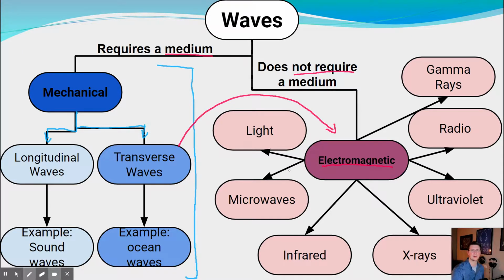Electromagnetic waves, as far as drawing them, if we were looking at a sheet of paper, if we were to put them into a 2D representation, they would look identical to our transverse waves. They'd have a crest, a trough, amplitude, all of those things like we do in our transverse waves.